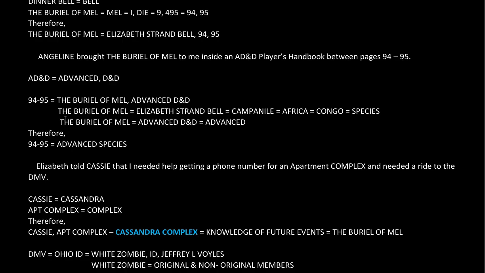The burial of Mel was placed inside of an advanced D&D book. Therefore, the burial of Mel equals advanced. Therefore, 9495, the burial of Mel equals advanced species.